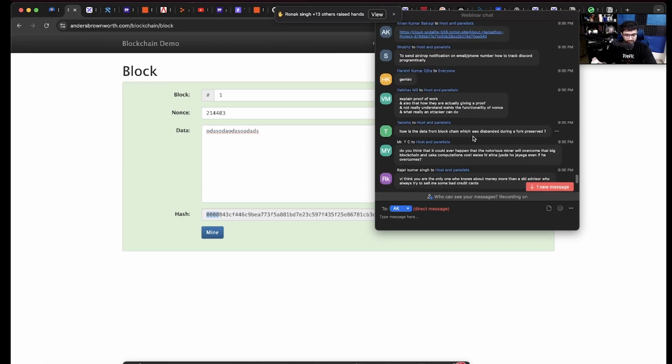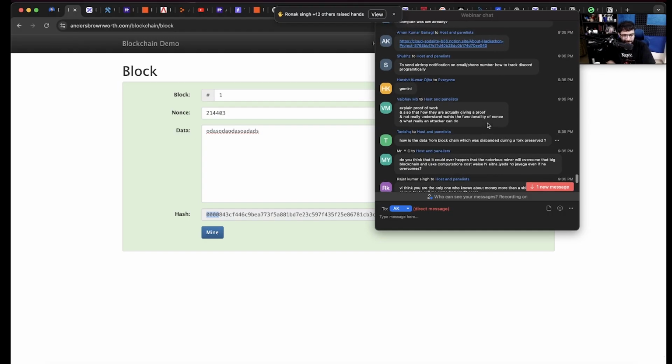How is data of the blockchain preserved during a fork? How is data from a blockchain which was disbanded? What do you mean by disband? During a fork, preserved? Could you elaborate on the question?